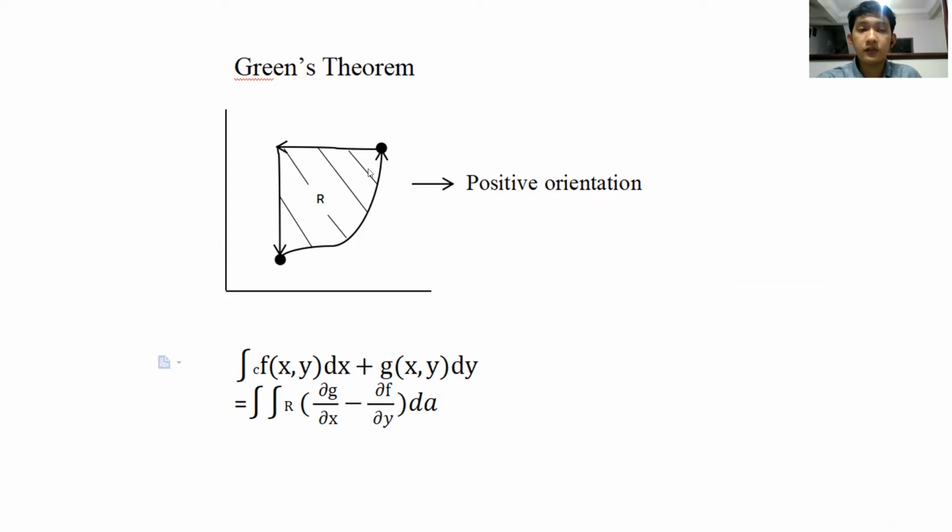This is the curve that is in a loop and makes this region, which will be calculated using Green's theorem. The region and the curve are always in positive orientation, which is the counterclockwise orientation. If the direction of the arrow is in negative orientation, we must add a negative to the equation.